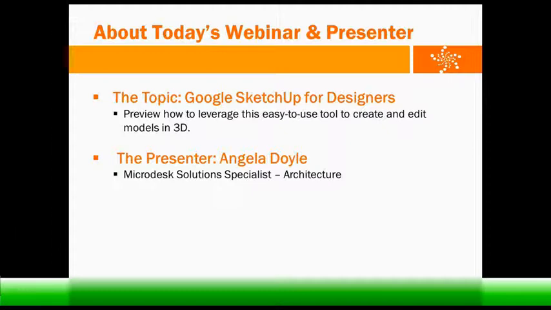Google SketchUp is an easy-to-use tool that helps designers create and edit models in 3D. We'll preview some of the most useful features for designers, like creating a model, manipulating colors and forms, and how to export your models to Google Earth.